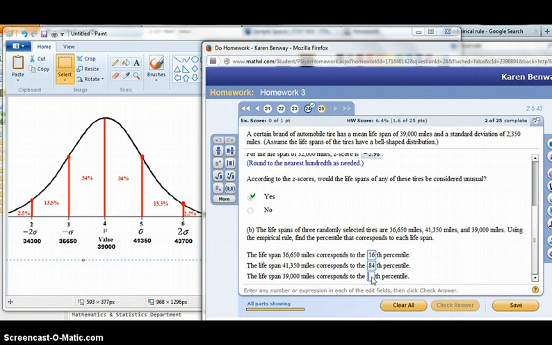And the lifespan of 39,000 is the mean. We know that in a symmetric mound-shaped distribution, the mean is approximately equal to the median. That's the 50th percentile. So that should be our 50th percentile. And we can check our answer.